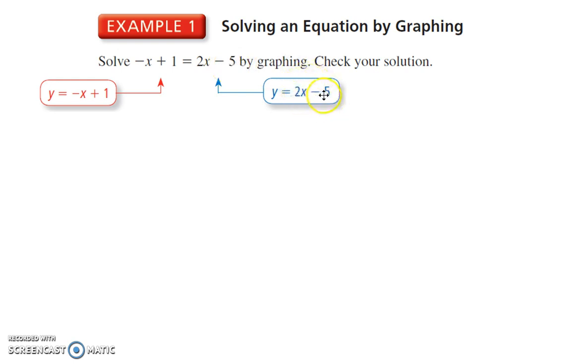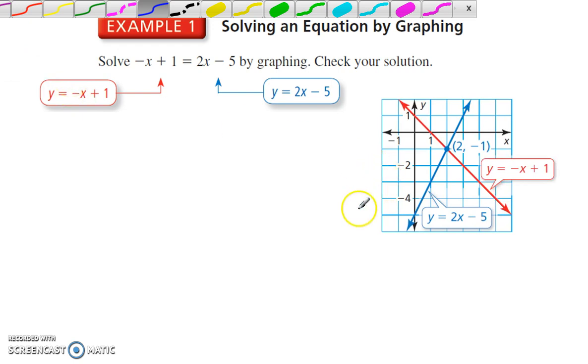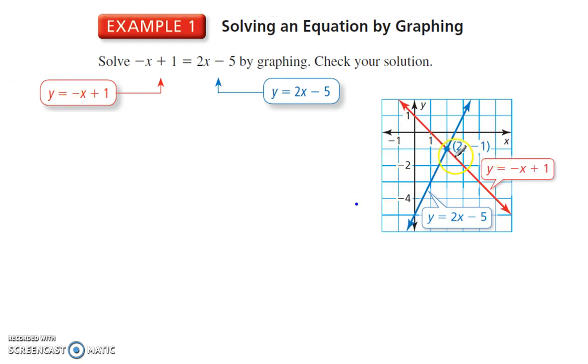So graph 2x minus 5, so y-intercept is negative 5, and then up 2 over 1. And then graph this one with a y-intercept of positive 1, and then the slope is negative 1, so down 1 over 1. Okay, so that would look like this, and then the intersection is this point right here. Right here I have negative 5, then up 2 over 1, up 2 over 1. And then this one starts at y-intercept at 1, and then down 1 over 1, down 1 over 1 until they meet. And that point is 2 and negative 1. That would be the solution to this system of equations.